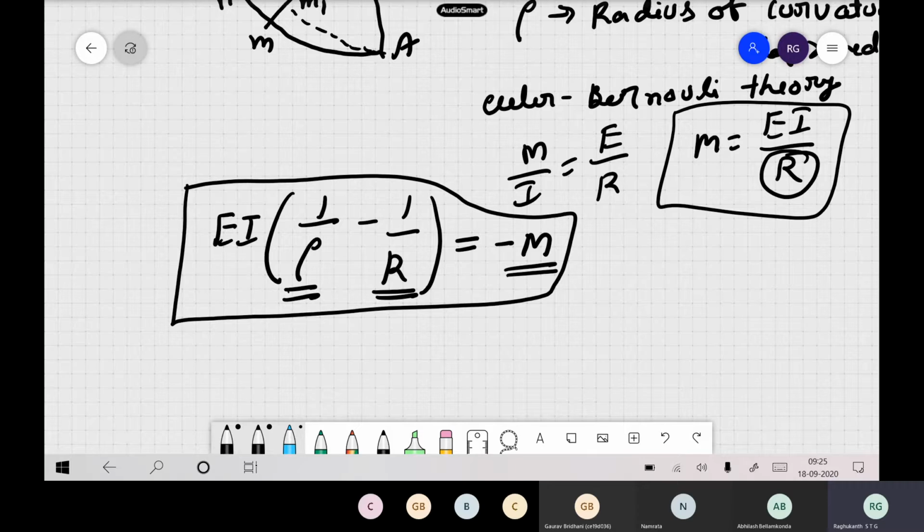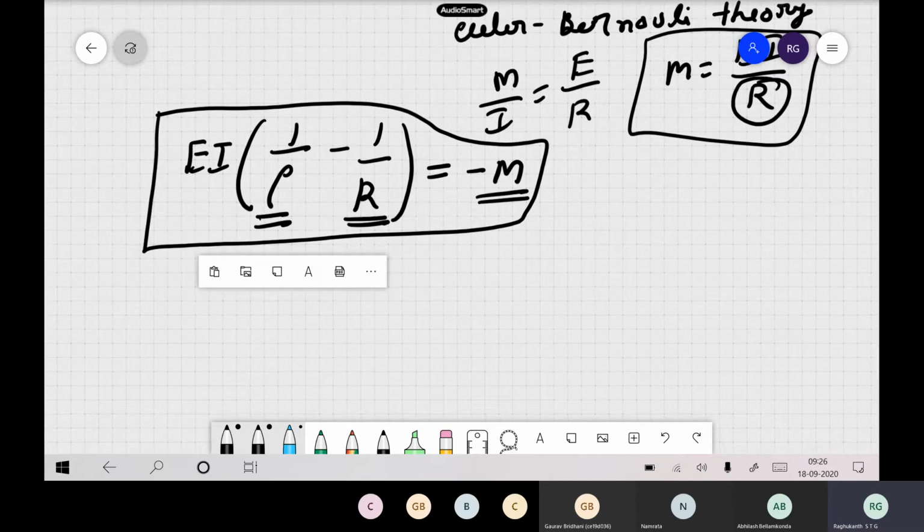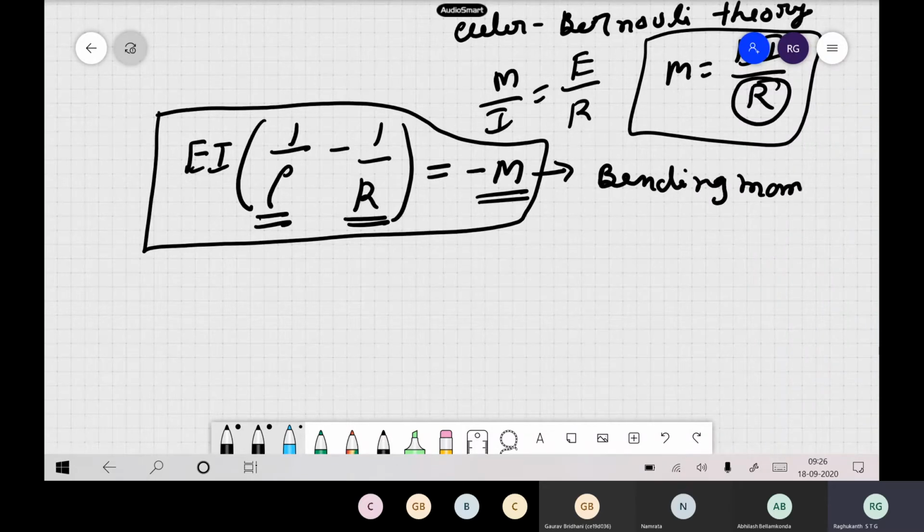So this equation says the change in curvature, original curvature versus deformed curvature, the difference is basically due to the bending moment. This comes from your Euler-Bernoulli theory itself. So this is how we write it for an arch, and this is valid only for circular arches, not for parabolic or some other arches. For those, this equation is not valid.